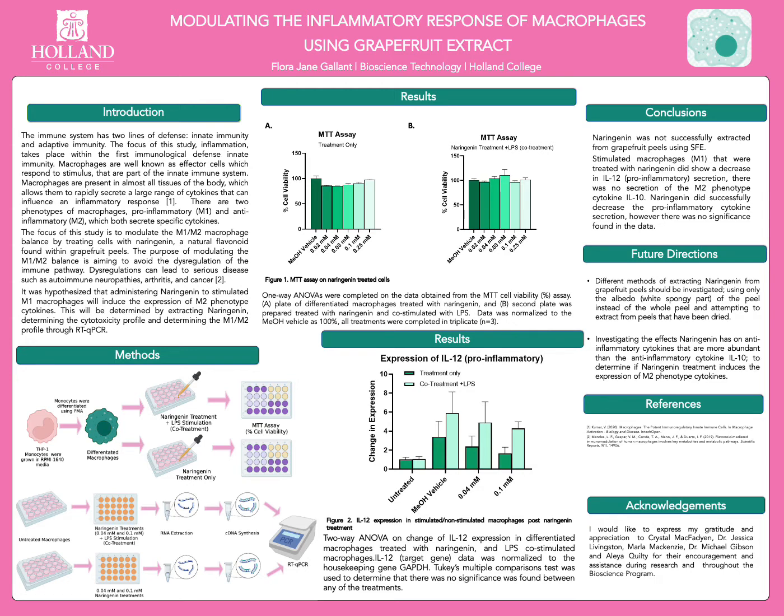A two-way ANOVA was done on both differentiated macrophages treated with naringenin and the LPS co-stimulated macrophages to determine the change of IL-12 expression. The IL-12 target gene data was normalized to the housekeeping gene GAPDH. The results of the RT-qPCR showed that naringenin did decrease the amount of IL-12 present in both the treated macrophages and the co-stimulated macrophages. The results also showed a trend of naringenin reducing the amount of IL-12 present, while no significance was found in the data.